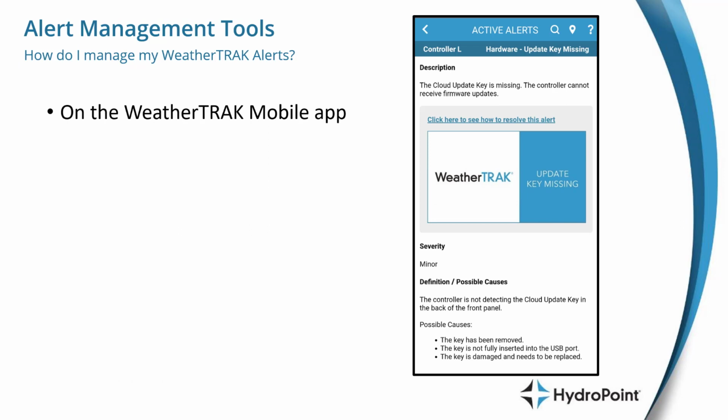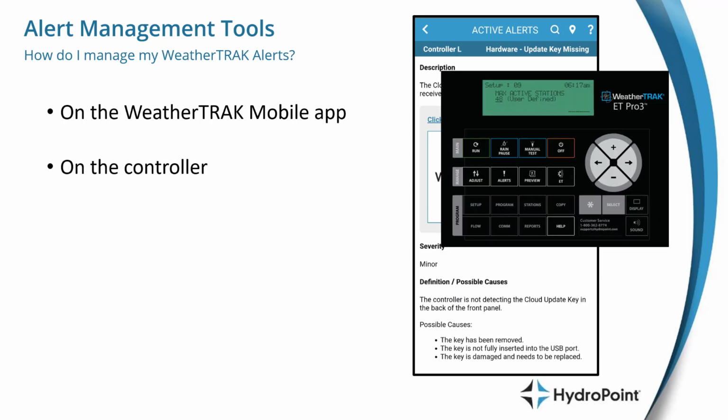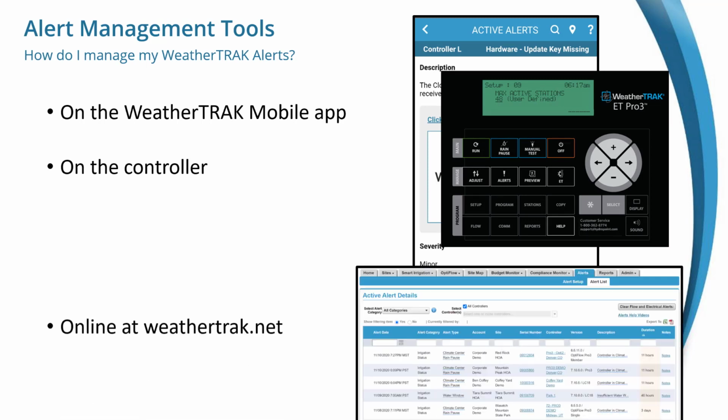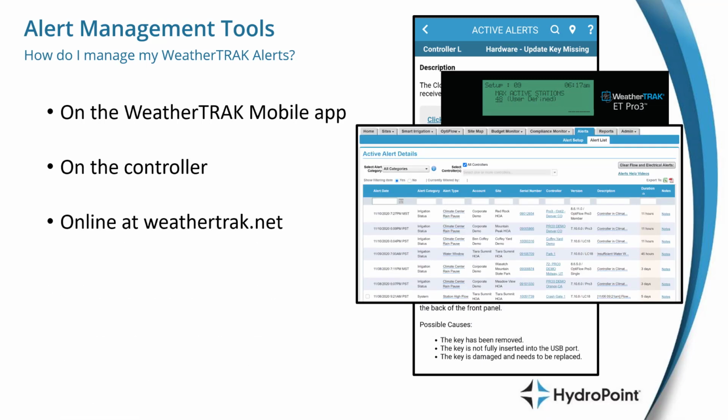So first, I'll do a quick demonstration of the WeatherTRAK mobile app and show you some of the alert management tools available there. Then we'll look at the alert management tools at the controller. And finally, I'll demonstrate the alert management tools at WeatherTRAK.net, where you'll find advanced notification options, such as text and email notification when an alert is raised, or where you can set up a recurring report that will summarize all of the on-site alert information in a report that gets delivered to your inbox at the same time every week.